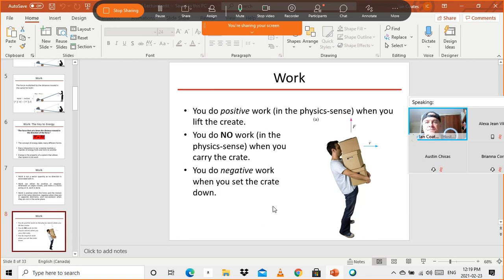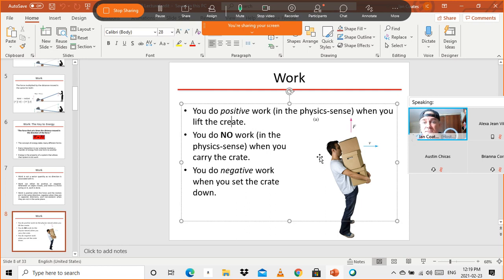What do we got here? Work. To do positive work, in the physical sense or the physics sense, when you lift the crate. I think that should say crate, actually. There we go. You do no work in the physical sense when you carry the crate. So you see, you're doing work when you lift it from the floor to, as this person has right here, right? So the boxes were on the floor. Work was done to the boxes by lifting them up.